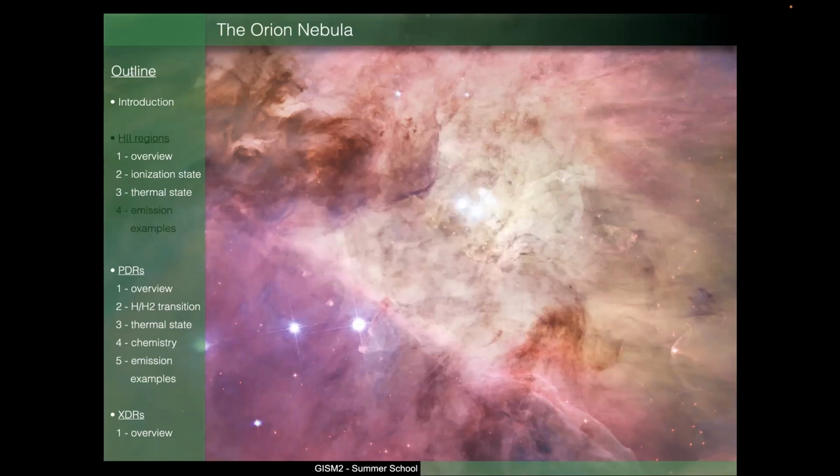We see that this H2 region is bounded at the southeast by some structure, which is in fact a photodissociation region. So this is why the Orion Nebula is a very nice test case study of photoionized and photodissociated gas, because it's a bright H2 region, and next to it, you can also study photodissociation region.